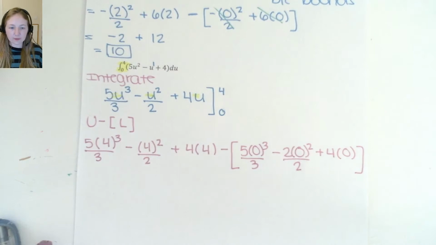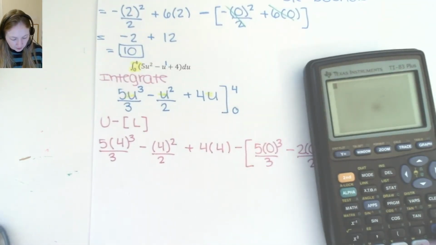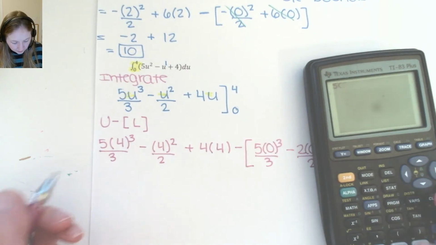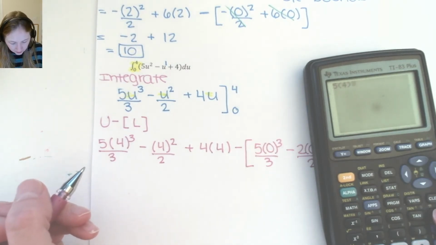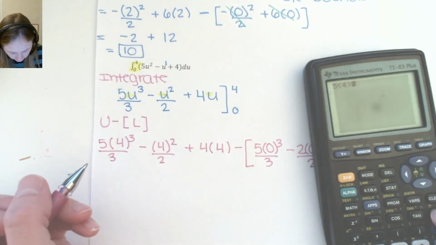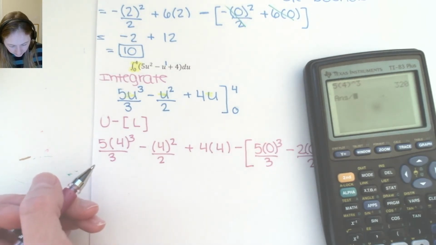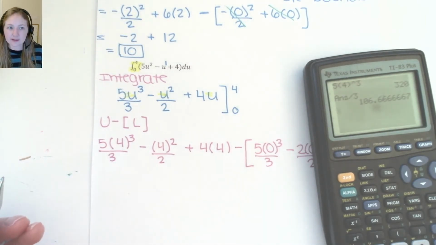And then this is where we do the arithmetic, and it is sometimes a little bit involved arithmetic. So I would take 5 times 4 to the third and then divide that by 3. That gives us a crazy decimal. We do not want to write that crazy decimal down. They want an exact answer for most of these questions.